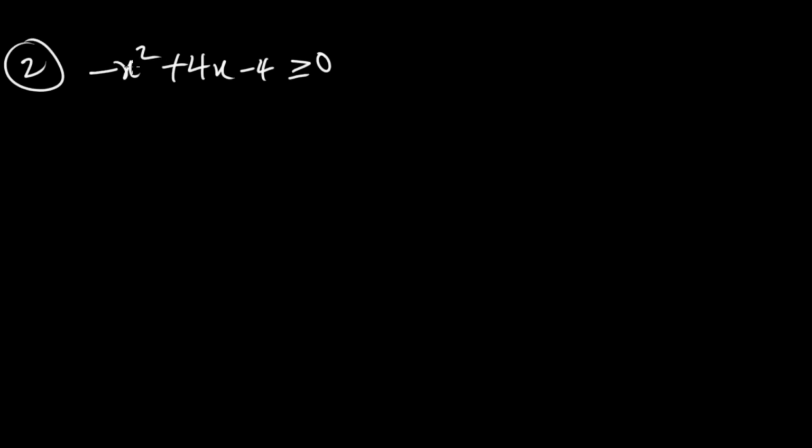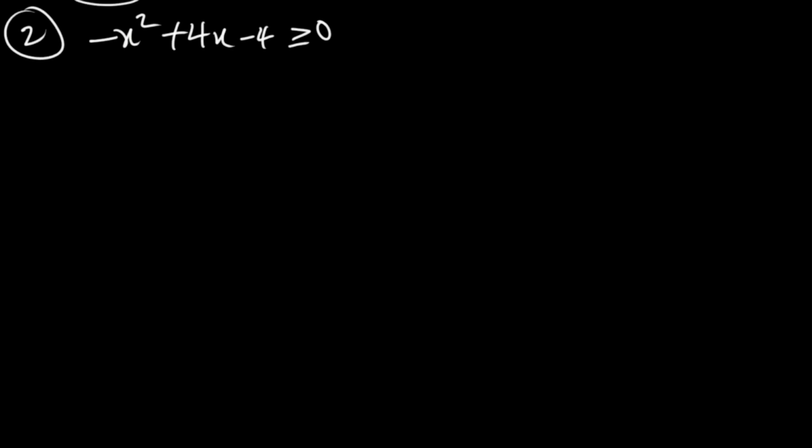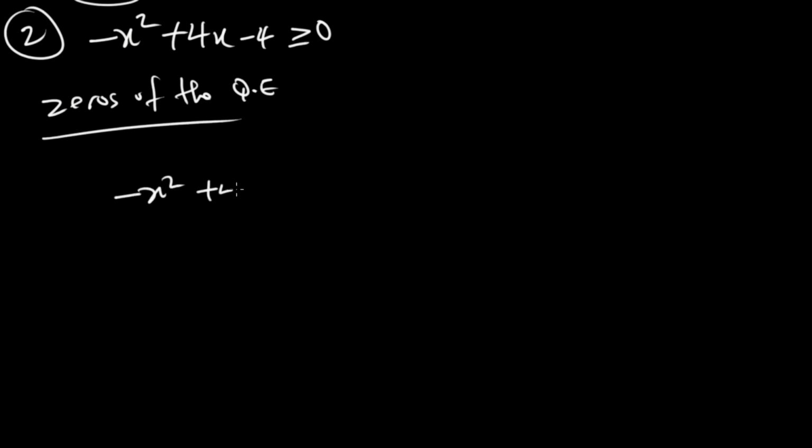is that the coefficient of x squared in this case is negative. So this has some influence on the nature of the answer that we get. But first, let's find the roots of the quadratic expression, which is simply to find the zeros of the quadratic expression. So writing out the quadratic equation, we have negative x squared plus 4x minus 4 equal to 0.